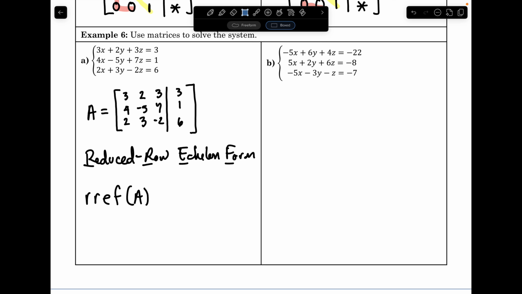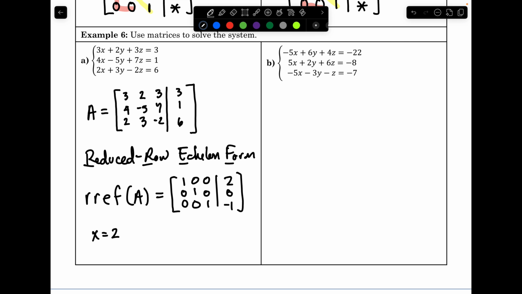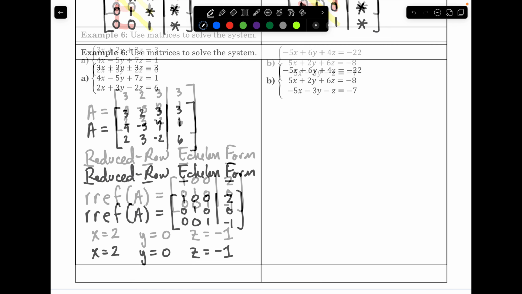So here we have again our solution. In the reduced row echelon form, that is always going to look like this. And on the last column, we got 2, 0, and -1. So those are your solution. The value of x is +2, the value of y is 0, and the value of z is -1.